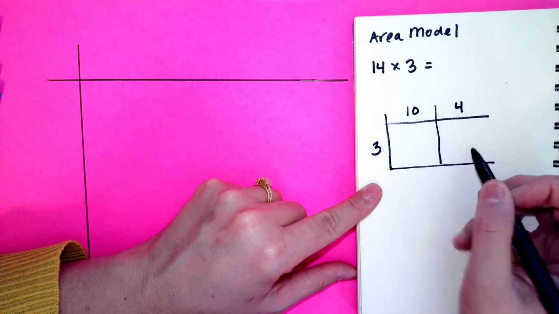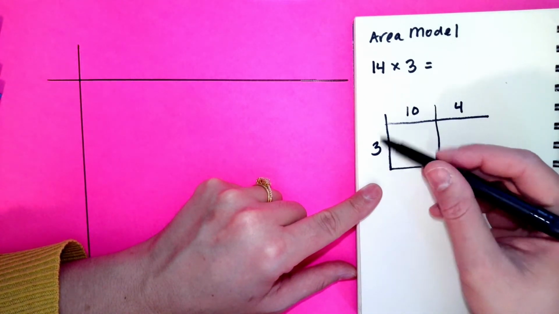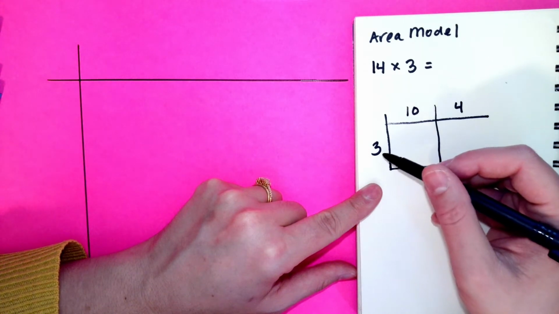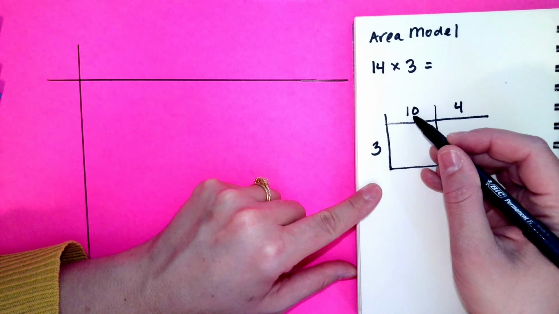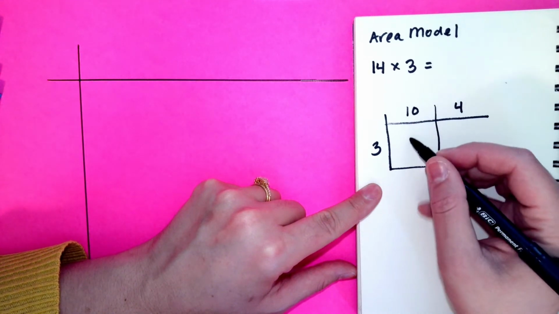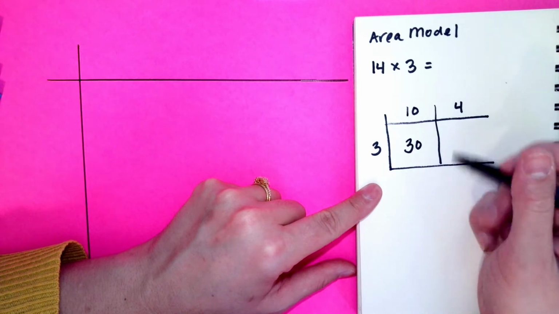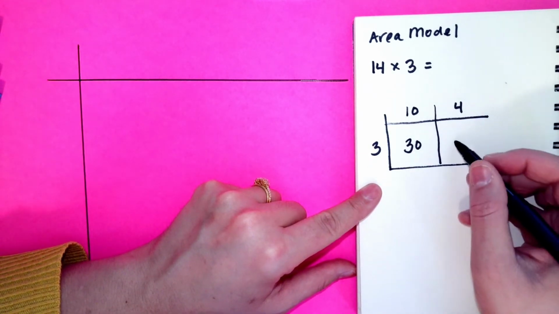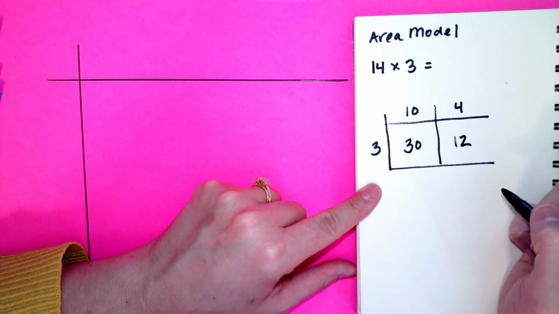And we're going to fill in our table by multiplying across rows and cells. So we'll first multiply 10 by 3 to fill in our first cell. 10 times 3 is 30. Then we'll multiply 4 times 3 to get 12 and fill in this cell.